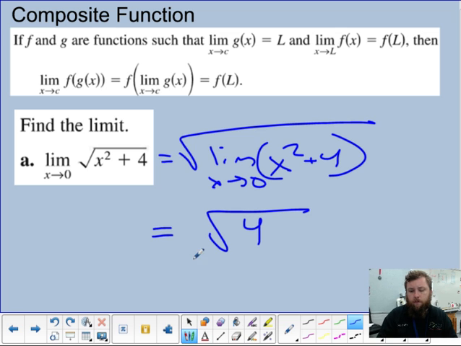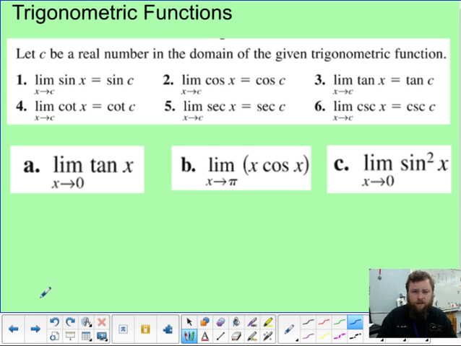And it becomes the square root of 4, which is just 2. So it's just another way of writing that. You can take the outside, that square root function, but either way, whatever. All right, trig functions. Hey, they work the same way. You just plug, as you're approaching c, just plug that in for the sine, cosine, tangent, cotangent, secant, and cosecant.